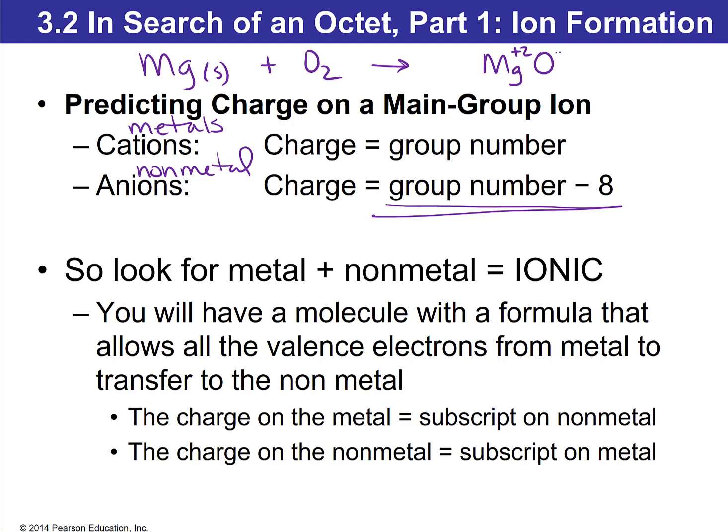It's in group what? Group 6. So remember, the number in front of the A tells you the valence number. So it's got 6 electrons. So to make 8, it's going to gain 2. So it's a -2.